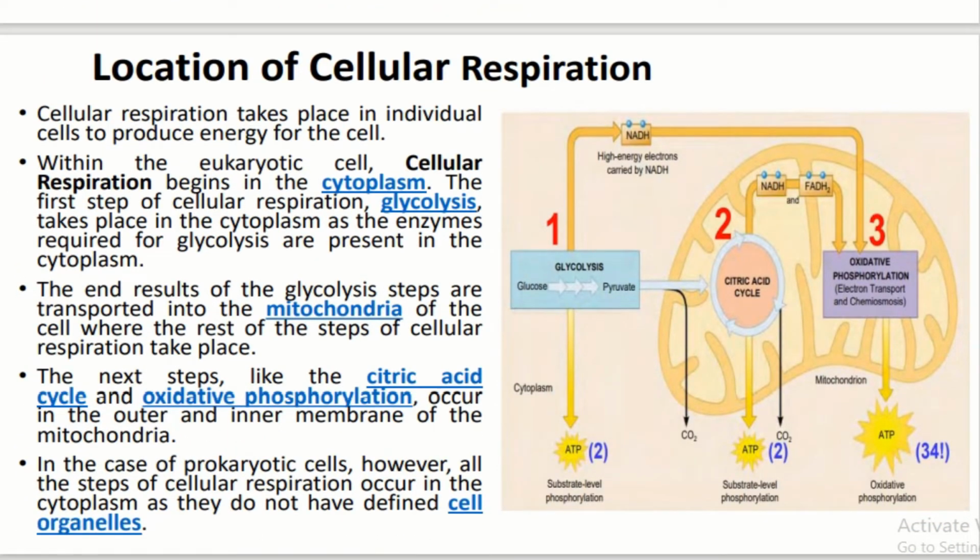Then we have the location of cellular respiration. Cellular respiration takes place in the individual cell to produce energy for the cell.